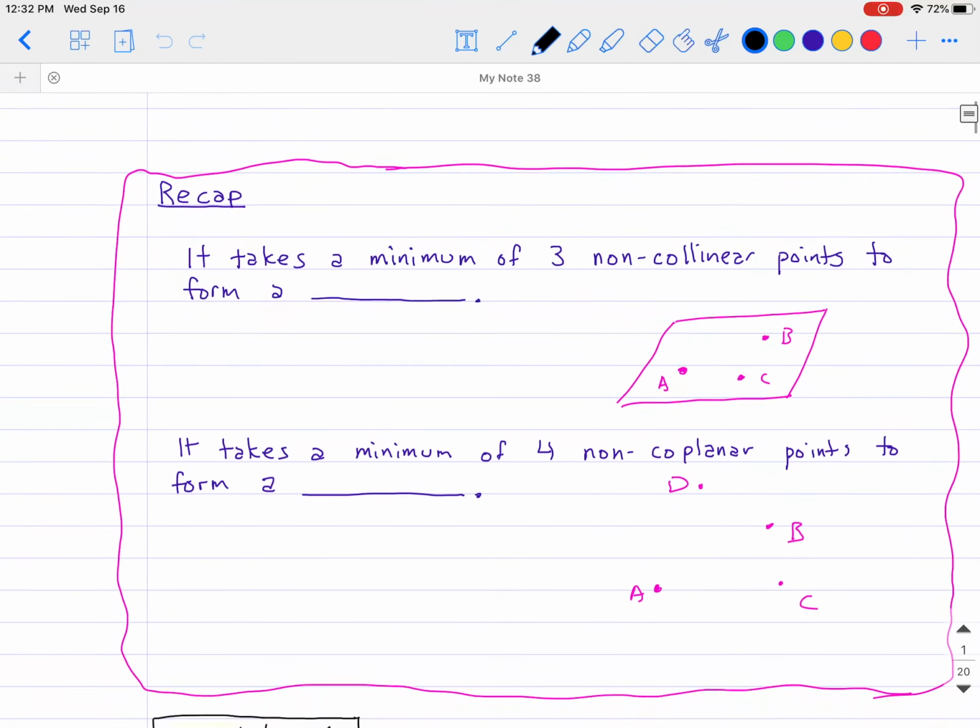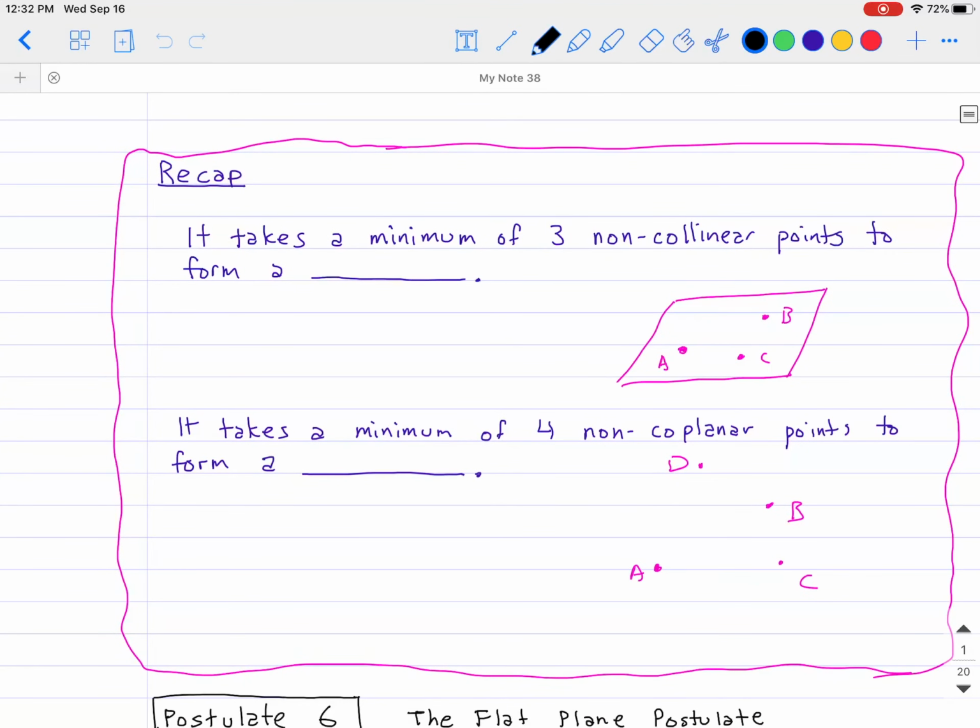So the first part, we're just going to do a quick recap of the last section. The big ideas there were, let me just go ahead and use my pen over here. The first recap was that it takes a minimum of 3 non-collinear points to form a plane. So if you have 3 non-collinear points, then there is always exactly one plane that contains them.